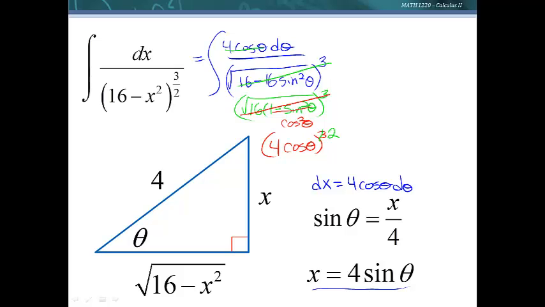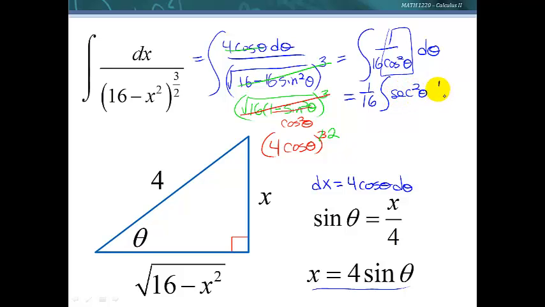So what do I have left? Well, I have 1 over 16 cosine squared theta d theta. But in looking at that, I can bring the 1/16 out in front, and 1 over cosine squared, well, that's just secant squared theta d theta. Oh, well, I know the antiderivative for secant squared theta. So I can now work this integral.